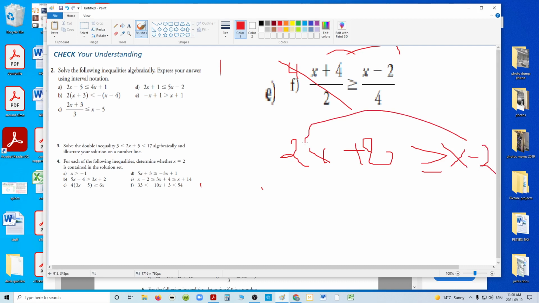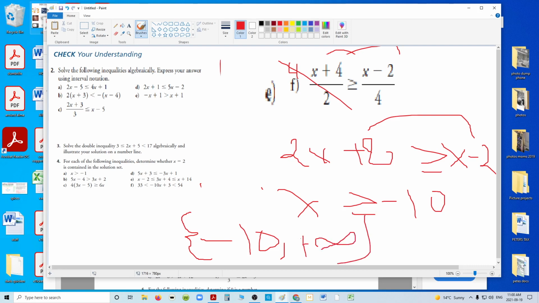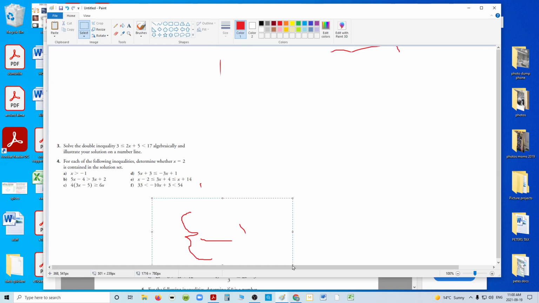Now I bring the x over here, I get x is bigger or equal. When I bring the 8 over here, I get minus 10. In interval notation, it's a square bracket because of the equals, minus 10, comma, positive infinity, rounded bracket. And there you go. That's all of them.